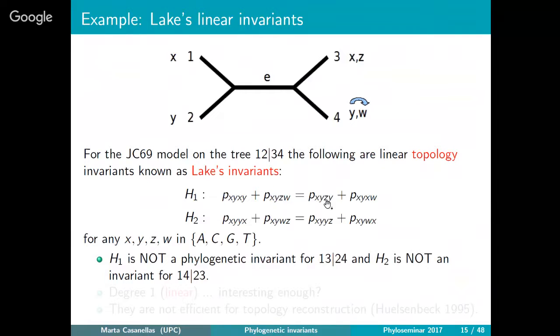H1, this equation here, does not hold for this tree topology. So if instead of this quartet tree, I had 1 and 3 here, and I write this equation, this does not hold for all distributions on this other tree. So therefore, this is a topology invariant. And the same for H2. H2 is not a phylogenetic invariant for this other quartet tree, so it is also a topology invariant for this tree. Okay, these are very simple equations. They have degree 1, so they are polynomials, but of degree 1.